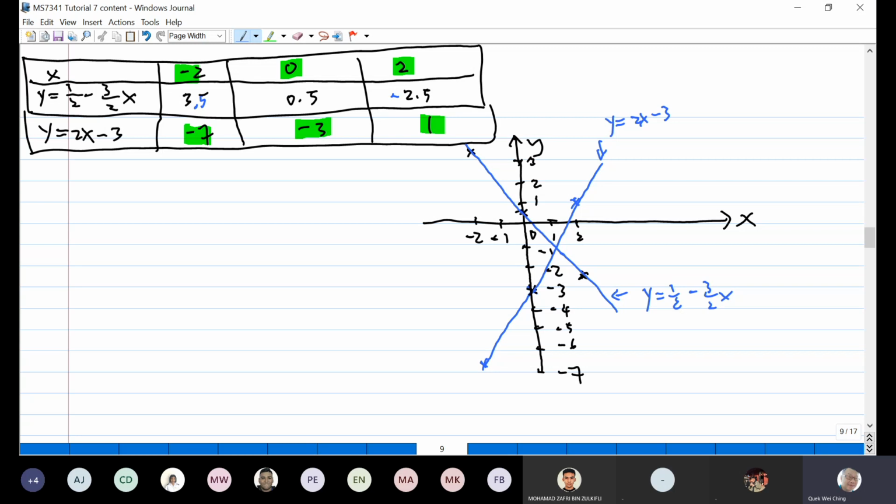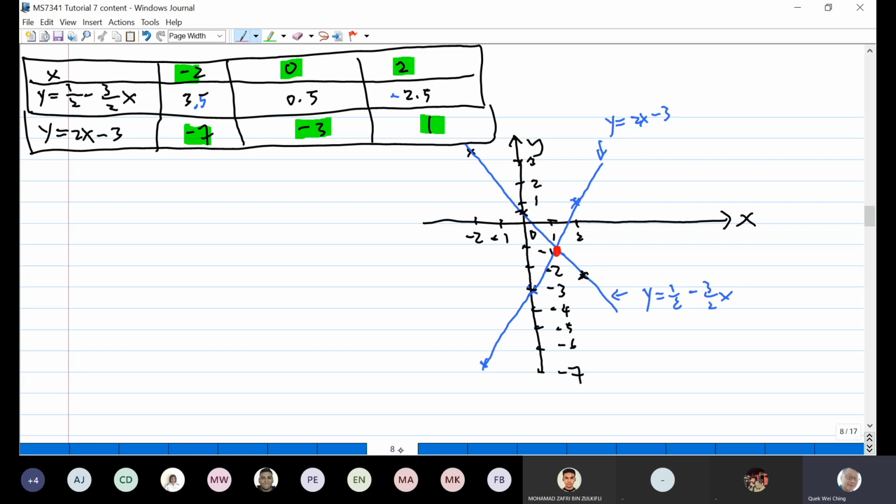Okay, so when these two lines intersect, when you draw the graph accurately, you're able to see the intersection. If you go accurately, it is somewhere here. Right, this is the point of intersection. So where is it now? You can see for yourself. Is it x equals 1, y equals -1, right? Somewhere in there.